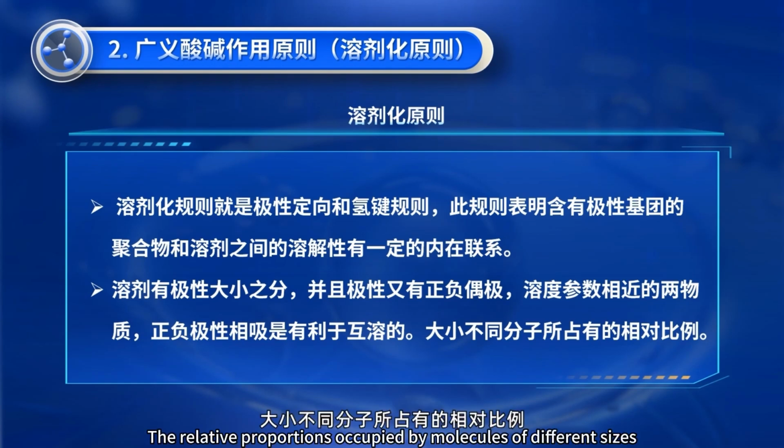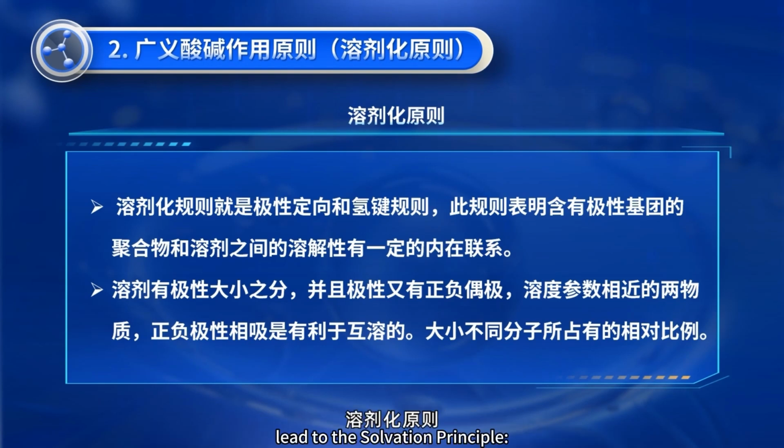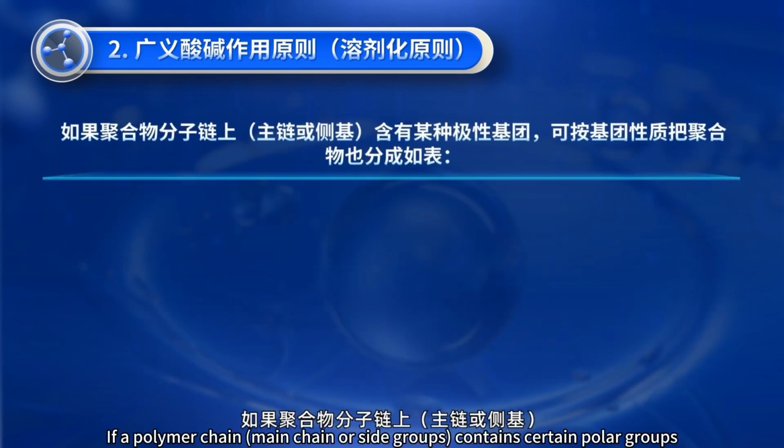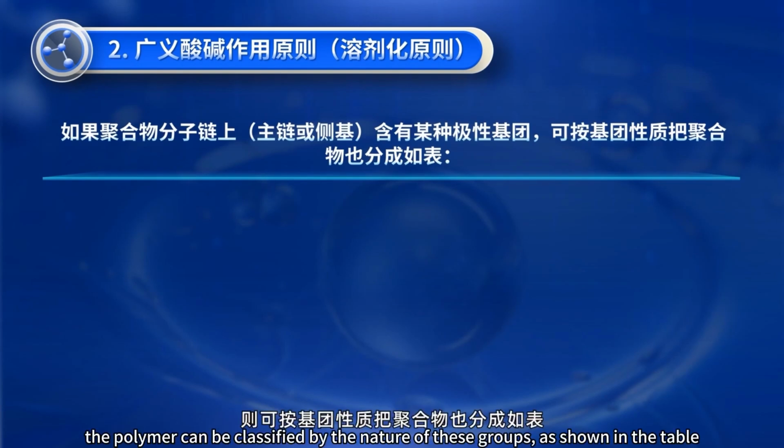The relative proportions occupied by molecules of different sizes lead to the solvation principle. If a polymer chain, main chain, or side groups contains certain polar groups, the polymer can be classified by the nature of these groups, as shown in the table.